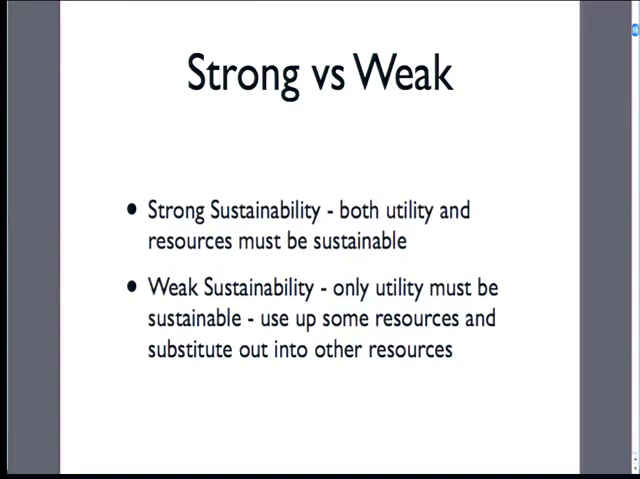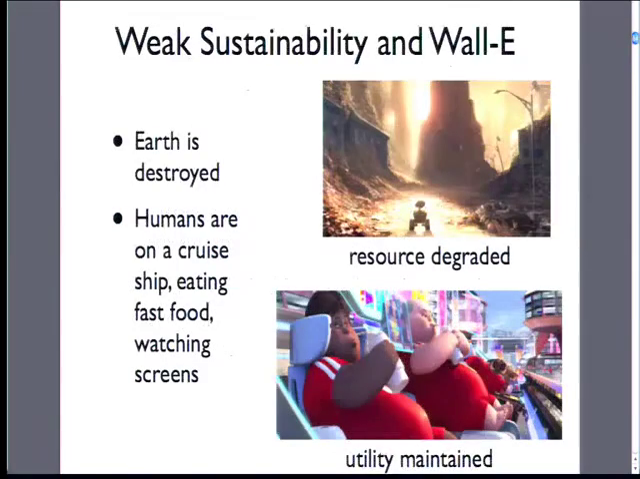It will be put into people's decks now, but in the future, they'll use recycled plastic for their decks or something else. Here's a joke with thinking about weak sustainability. So you guys know the movie WALL-E, right? So in WALL-E, the planet gets destroyed. WALL-E is the little lone robot left on the destroyed planet Earth. And all the human beings are going through space in their easy chair, drinking the soda, looking at the screen. So the utility of these people is maintained while the resource of Earth is destroyed.